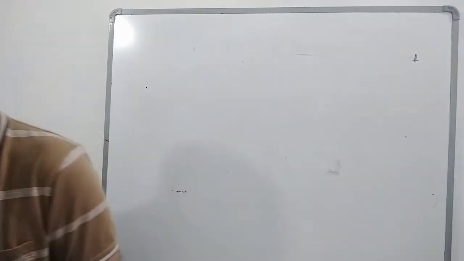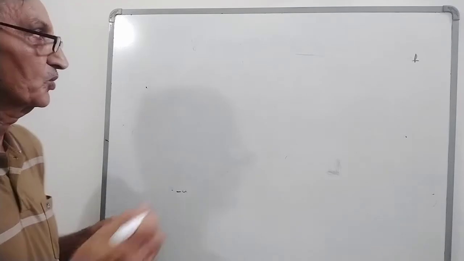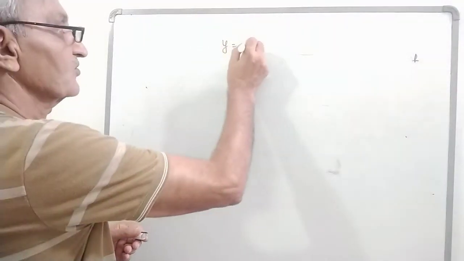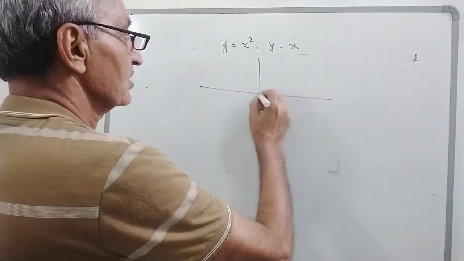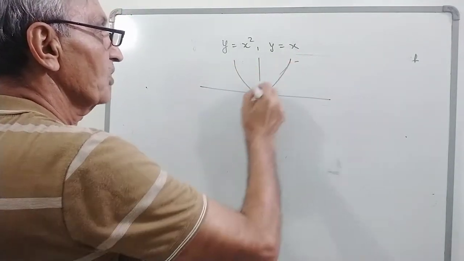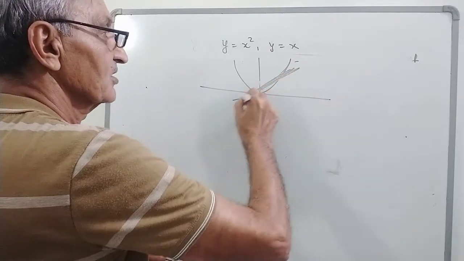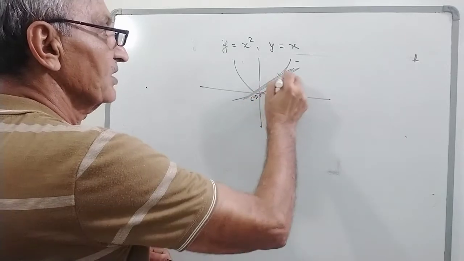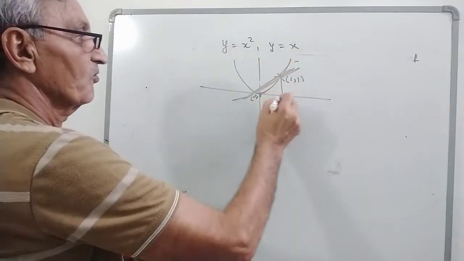Well, my next question that I want to do is y is equal to x² and y is equal to x. What is the area? This was also a question asked in the examination. y is equal to x², y is positive, and y is equal to x is a line passing through the origin. This is the origin, passing through (0, 0), and they meet here. This is (1, 1).